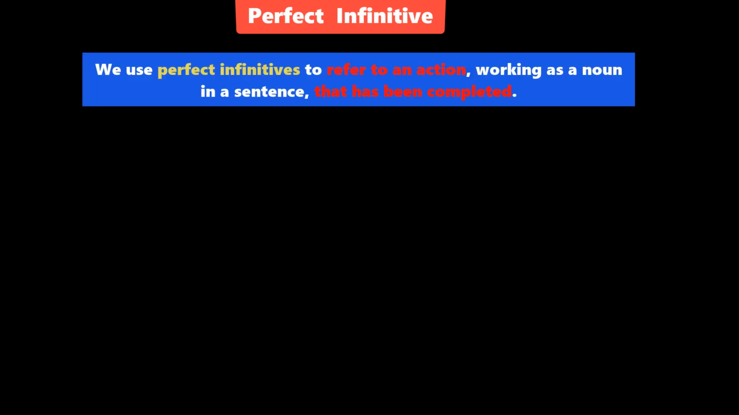We use perfect infinitives when we want to refer to an action that has already happened. Please understand, "refer to an action" is not working as a verb, it's working as a noun. It's very important to understand this. So we'll take some examples of active forms first of all.